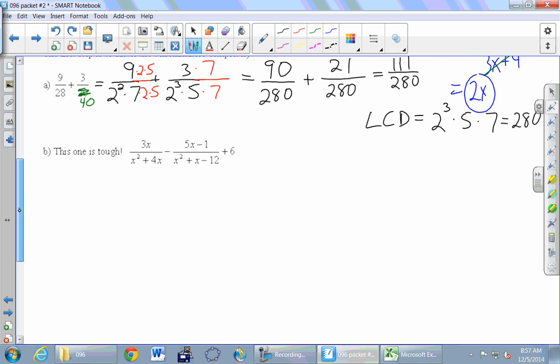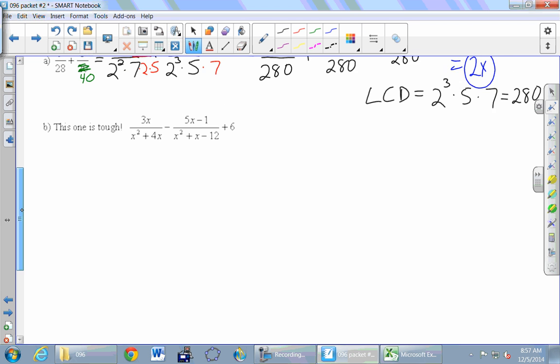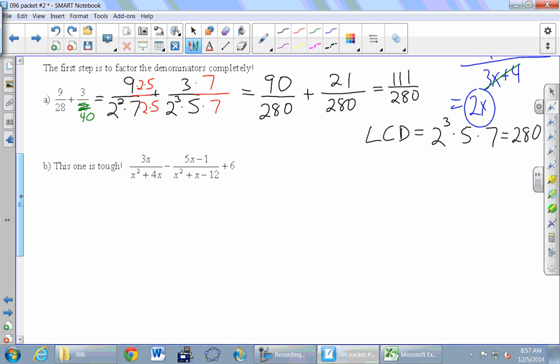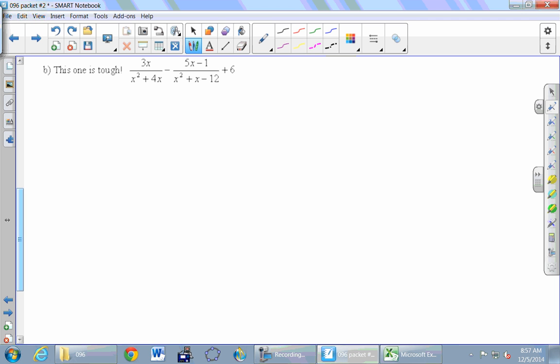So I'm going to be adding these 3 things together. What's that? Adding and subtracting. Okay, the first step is the same as what Nick read to us a few moments ago. Factor the denominators completely, just like we took 28 and 40 and factored them in order to uncover what the LCD was. So we are going to factor these denominators.